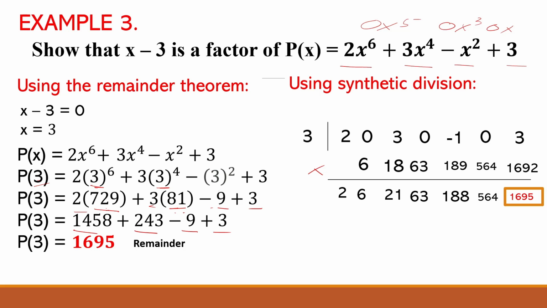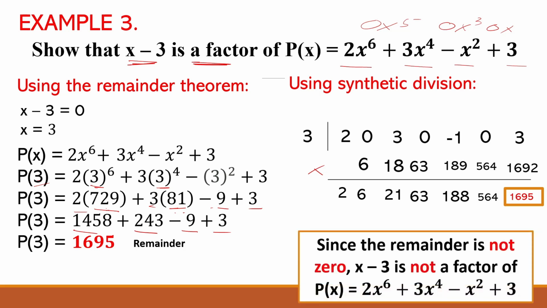But in the problem, you are just going to show that x minus 3 is a factor of p of x. Remember the factor theorem that masasabi lang natin na factor yung given na binomial if their remainder is 0. So as you can see, the remainder is 1,695. So since the remainder is not 0, therefore, x minus 3 is not a factor of p of x is equal to 2x raised to 6 plus 3x raised to 4 minus x squared plus 3.